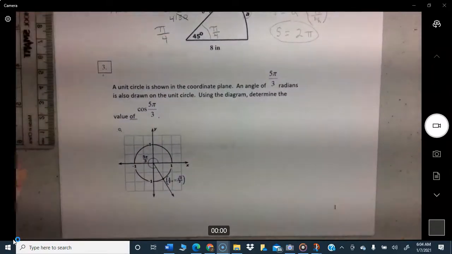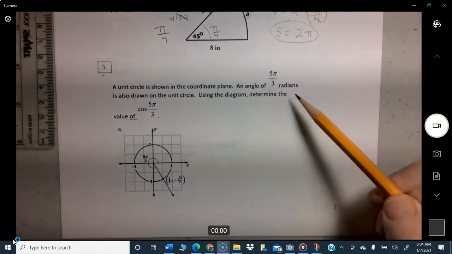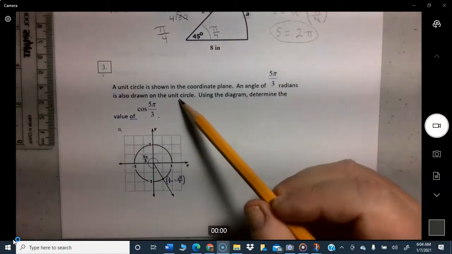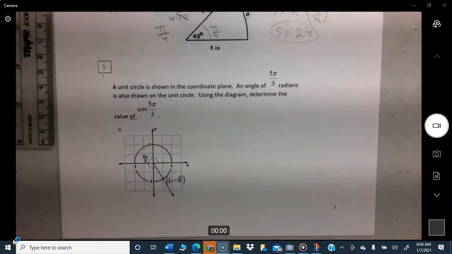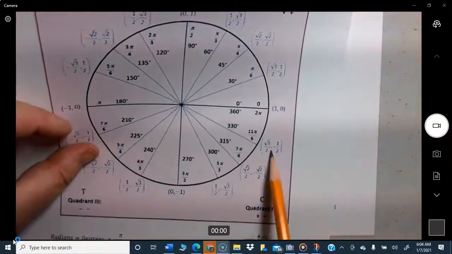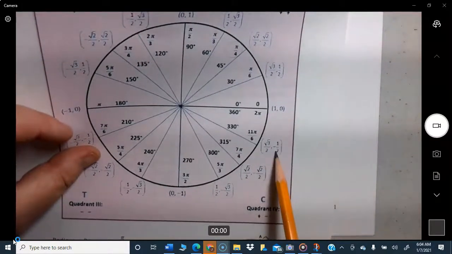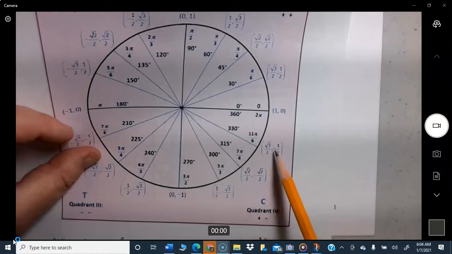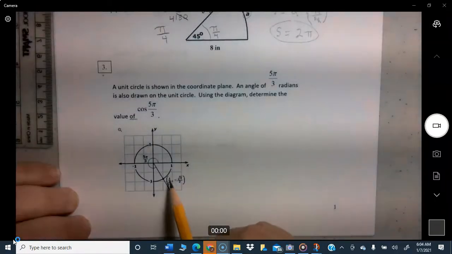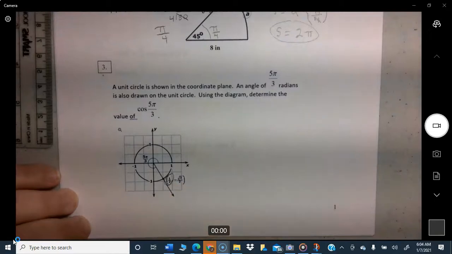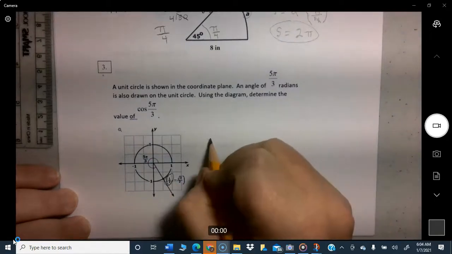A unit circle on a coordinate plane, the angle of 5 pi over 3 radians is also drawn on the unit circle. Using the diagram, determine the value of cosine 5 pi over 3. All right, well, if we remember what we said, the first of these two numbers is the cosine, the second is the sine. On a unit circle, cosine, sine. So all they're saying is it's this one. It's 1/2.